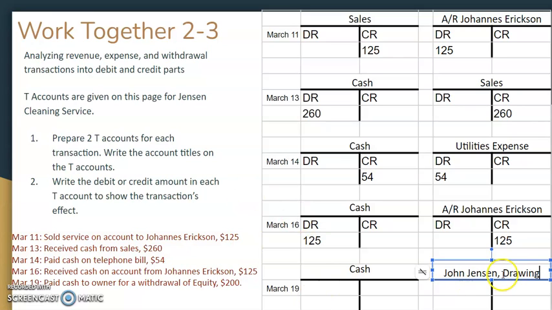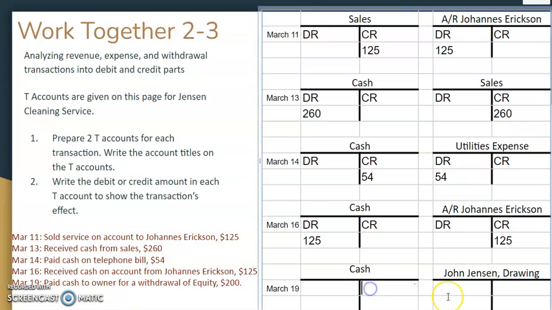And this is basically like John Gentene giving himself a paycheck from his sole proprietorship business, right? He owns Gentene Cleaning Services. Eventually, he needed some money for personal use. He drew some out. That's what this entry is. So March the 19th, he took $200.